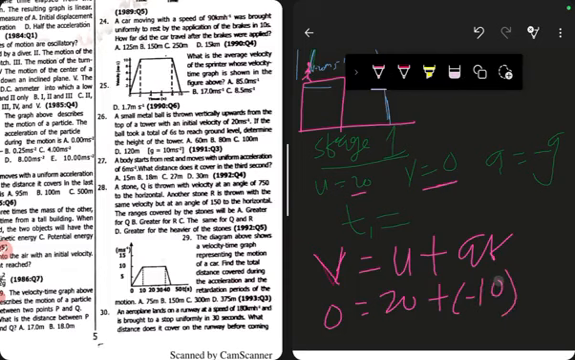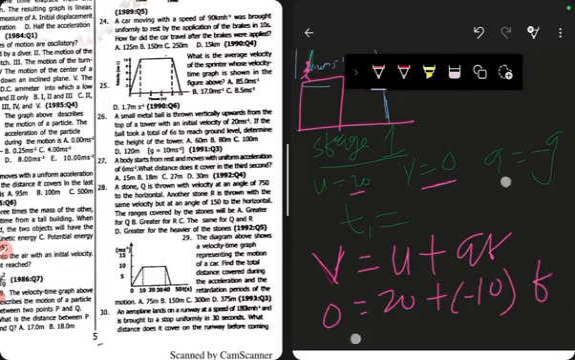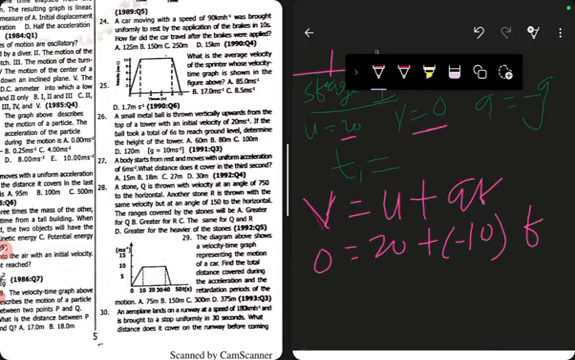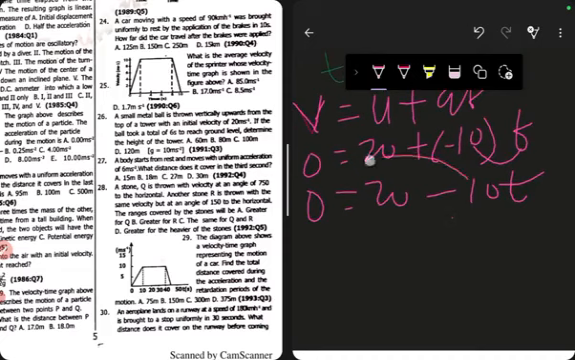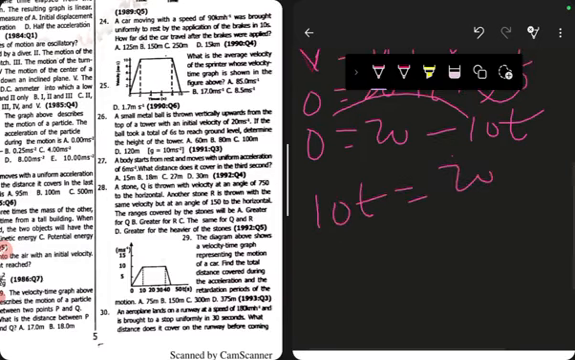10 times time. I don't know the time. So 0 is equal to 20 plus minus 10 times T, which is minus 10T. If I take 10T to the other side, it will now be 10T equal to 20. And to get T, I divide both sides by 10. So T will be equal to 2.